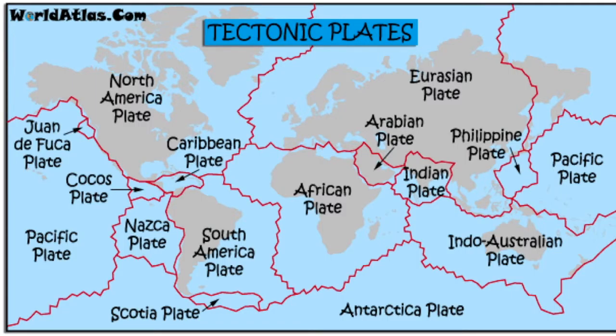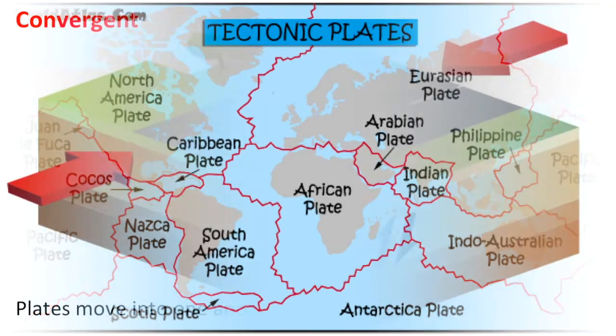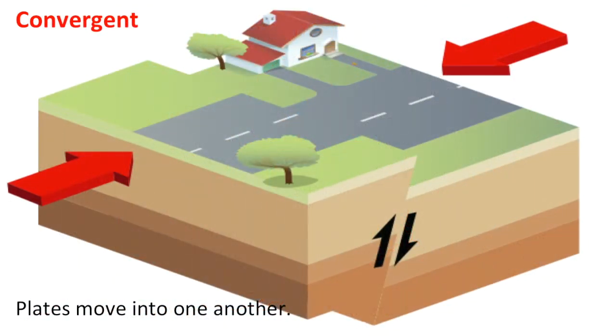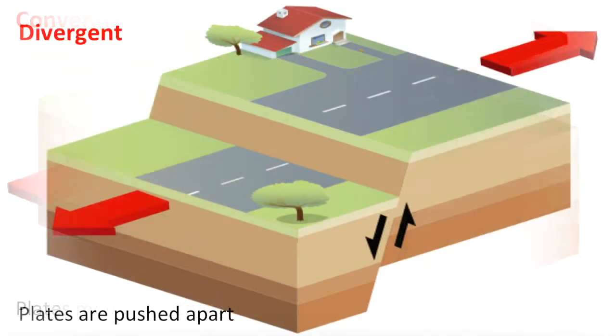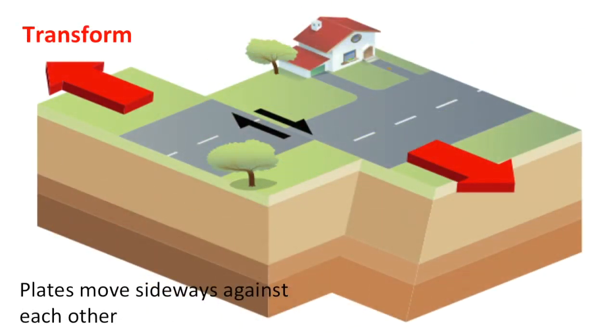Tectonic plates can move in various ways. They can slide under one another or push up against each other. There are different fault types. Convergent, where plates move into one another. Divergent, where plates are pushed apart. And transform, where the plates move sideways against each other.